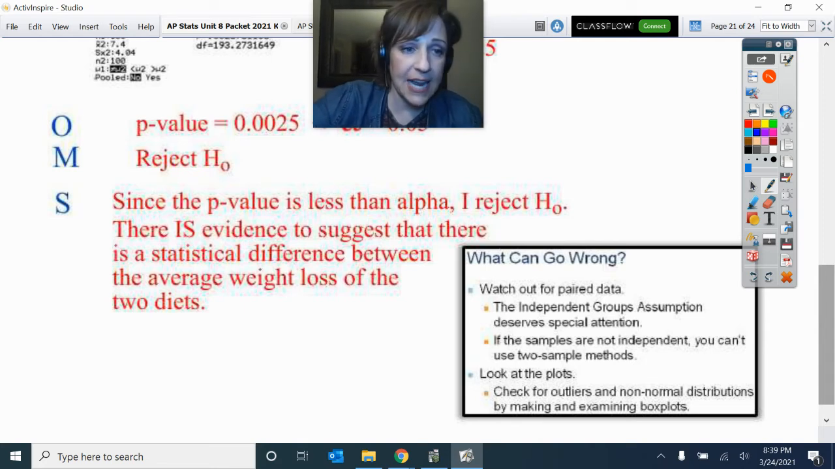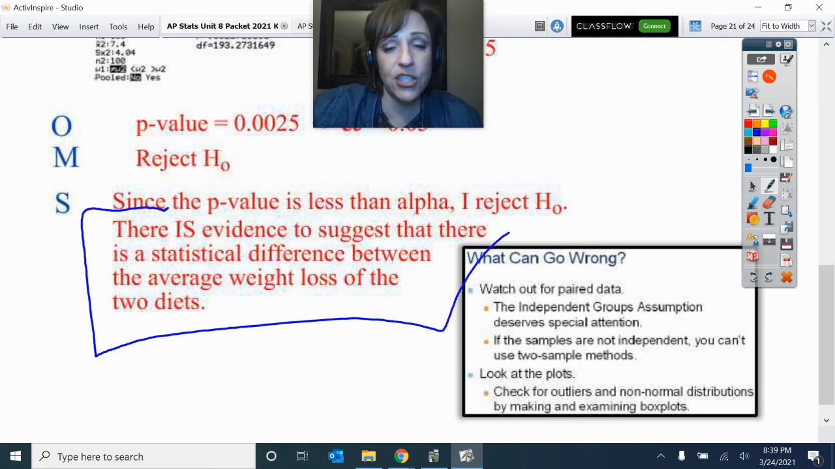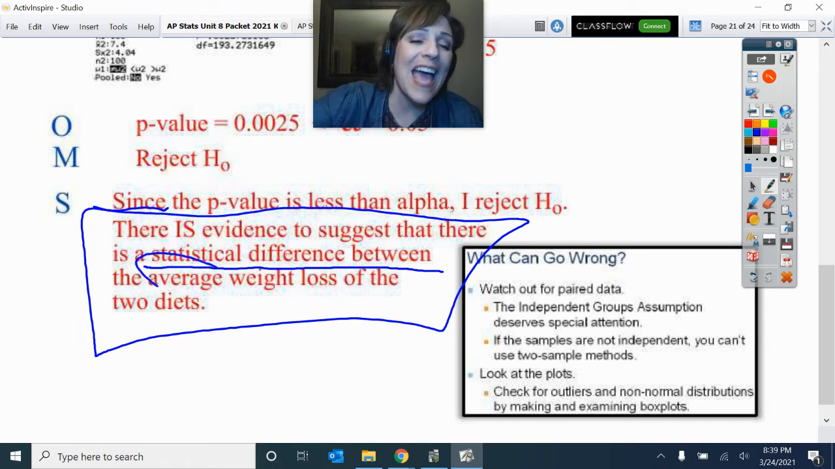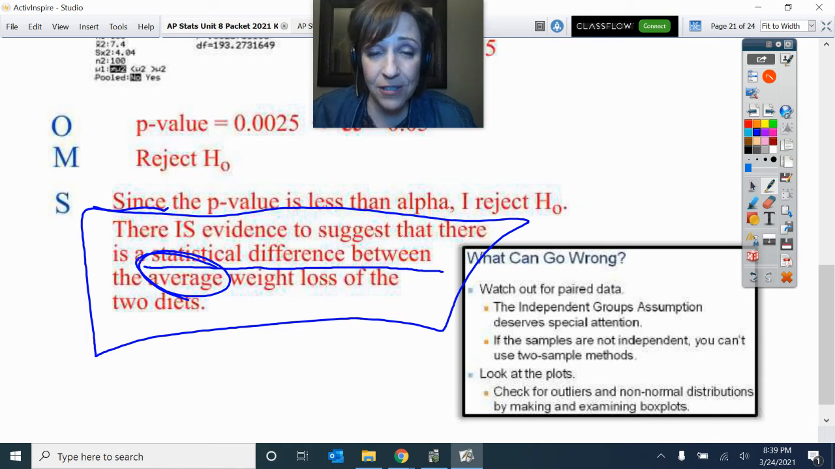So since the p-value is less than alpha, there is evidence to suggest that there is a statistical difference between not just the weight loss, the average weight loss. That has to be in there because you are not stating statistical evidence about a person. You're stating statistical evidence about the average of people's weight loss. Okay? The average of the whole population of all weight losses on that diet.